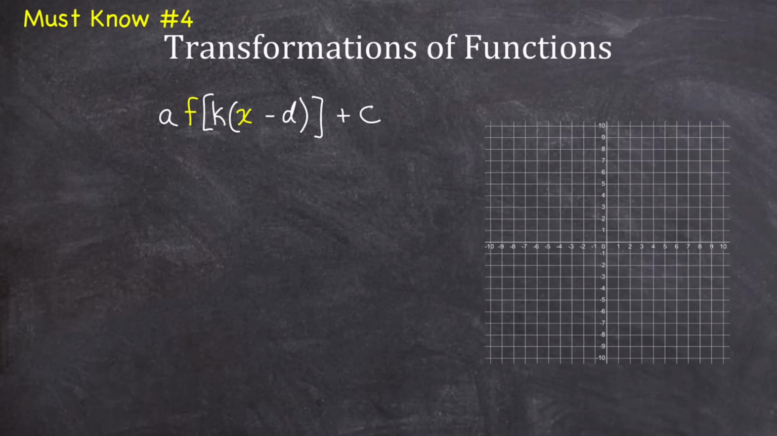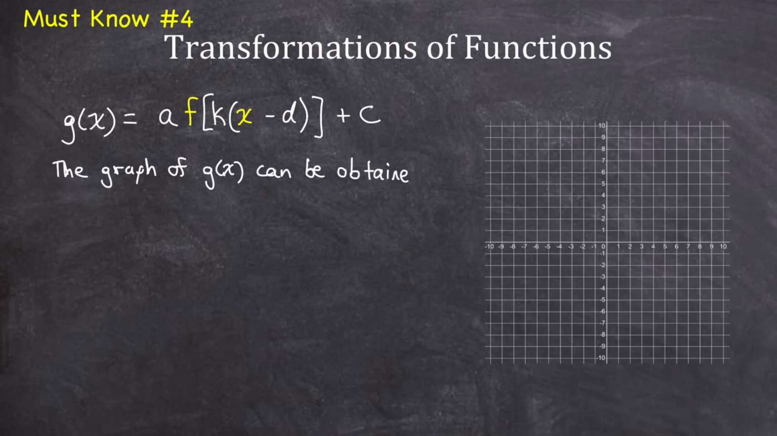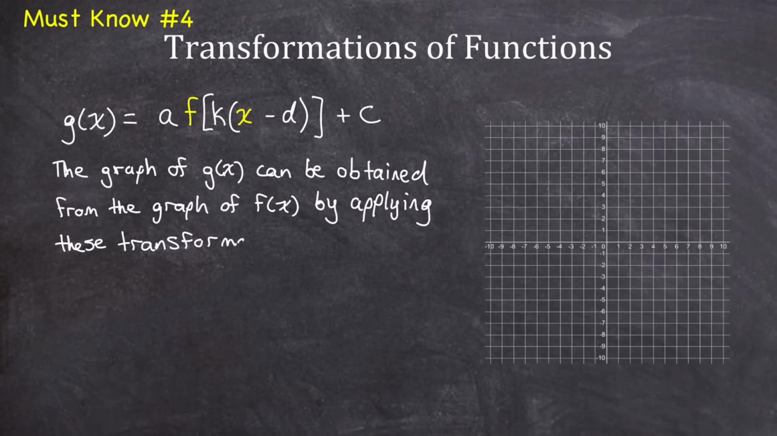And we could give this new transformed function a name. I'll call it function g of x. So in this formula, it says that g of x is equal to a transformed version of f of x. These parameters, a, k, d, and c, transform the graph of f of x to give us our new transformed function, the function g of x. And we can get the graph of g of x from the graph of f of x by applying the following transformations. First off, the parameter c.